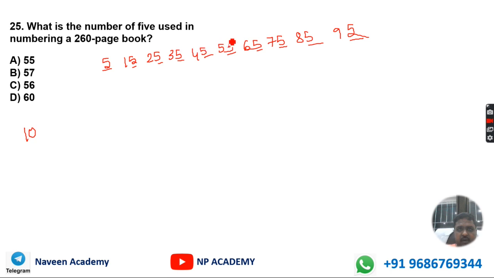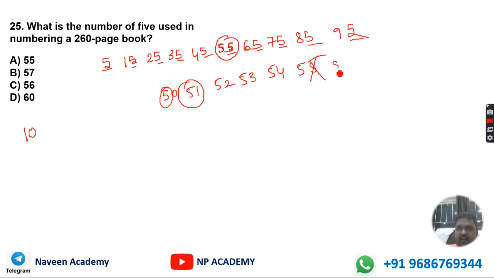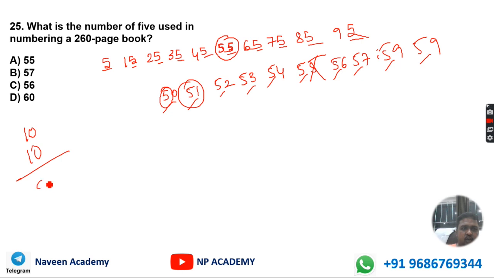And if you observe the number 55, here 5 is there, already 5 used, right? So remaining 50, 51, 52, 53, 54, 55, forget about this 5, 55, 56, 57, 58 and 59. How many times? 1 2 3 4 5 6 7 8 9 10 times, everybody, total 20 times. So from 1 to 100 we are using 5 twenty times.